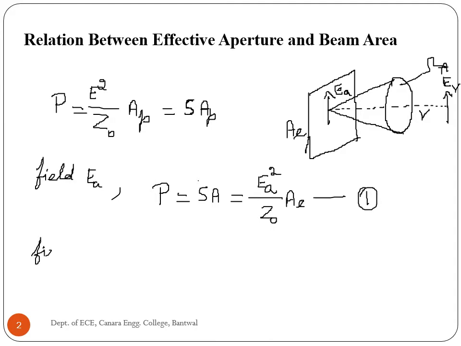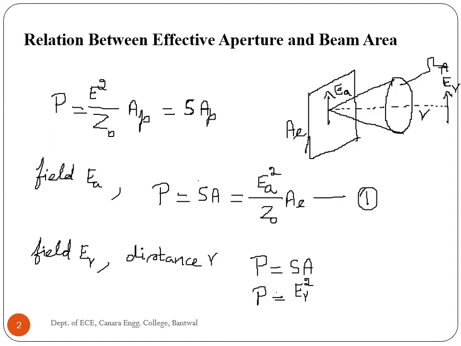Assuming uniform field ER in the far field at a distance R, the power radiated is given by P equal to S into A, which is the radiated power in the far field at a distance R, given by ER square divided by Z naught, then the aperture in the far field at a distance R is R square into omega A, that is beam area. Equation 2.